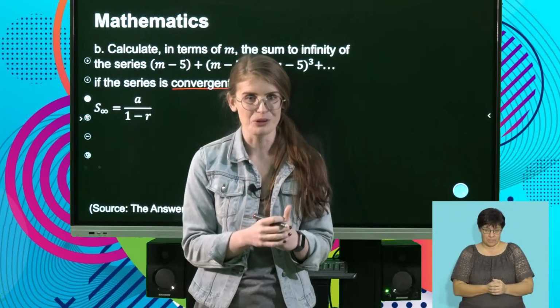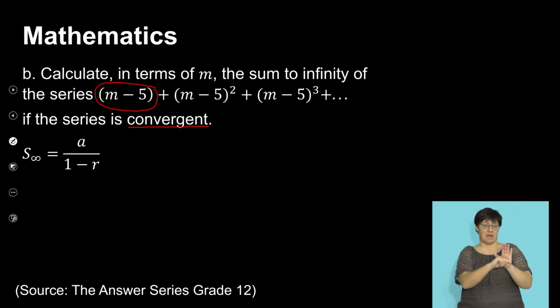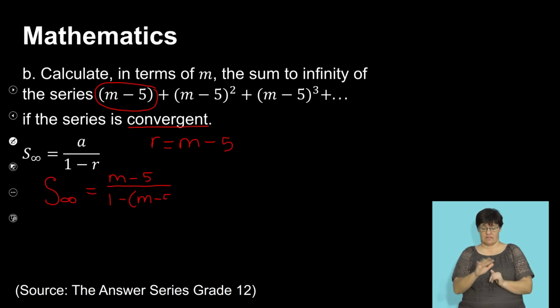Let's go back to the board. Great, so I need to substitute in a. A is my first term, and I can see that m − 5 is my first term. On the previous slide, we discussed that the common ratio is equal to m − 5. So let's substitute in a and r. So the sum to infinity will be equal to m − 5 over 1 − (m − 5).